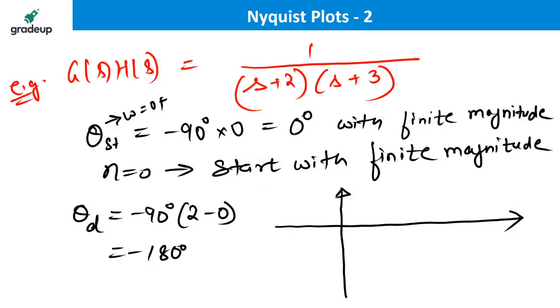Now, starting is 0 degree. 0 degree means which axis, guys? 0 degree is the positive x-axis, with finite magnitude. That magnitude is 1 by 6, but don't write the magnitude. I told you, I want the curve. The magnitude does not matter, but it is finite. It is starting from a finite magnitude, and diving into the origin along minus 180. Minus 180 means the negative x-axis. So being tangential to the negative x-axis, I take it here. Yes, definitely there is one critical frequency. That's it.